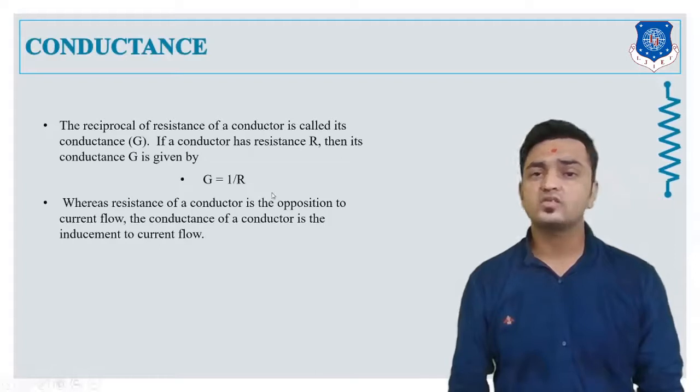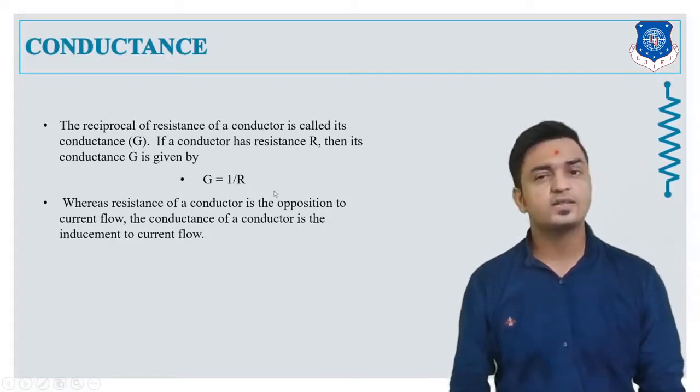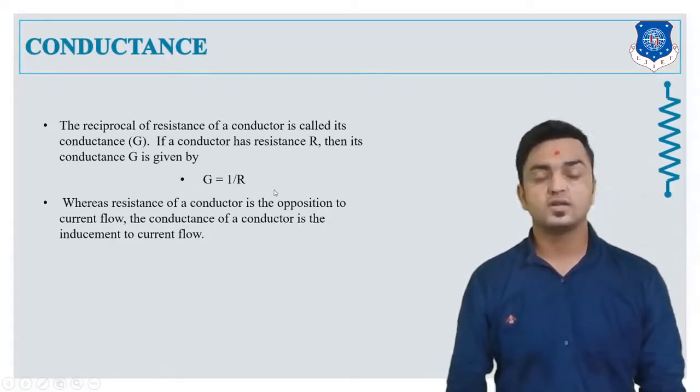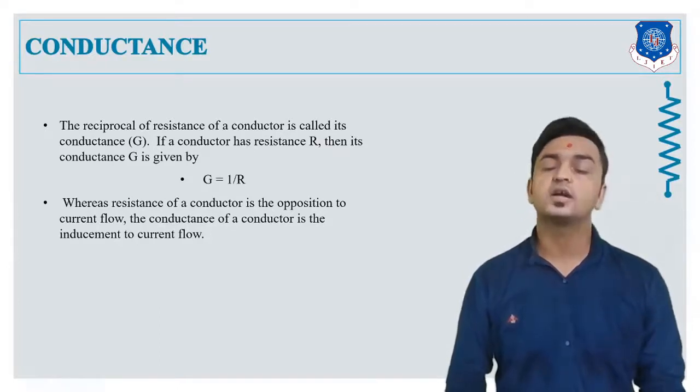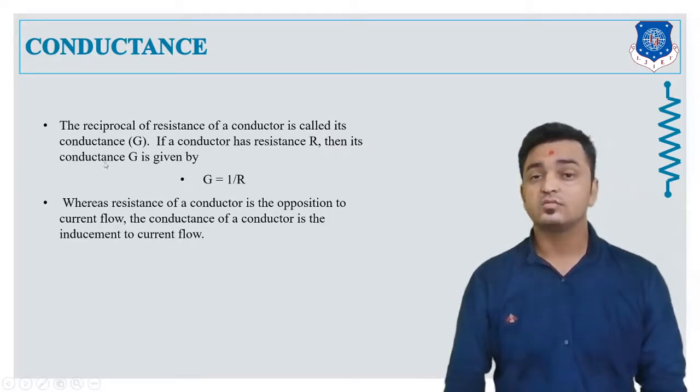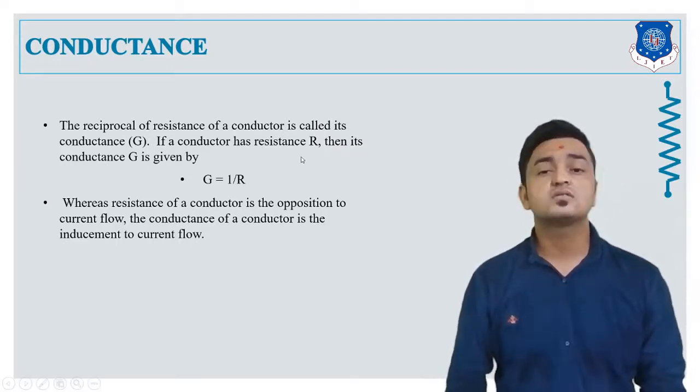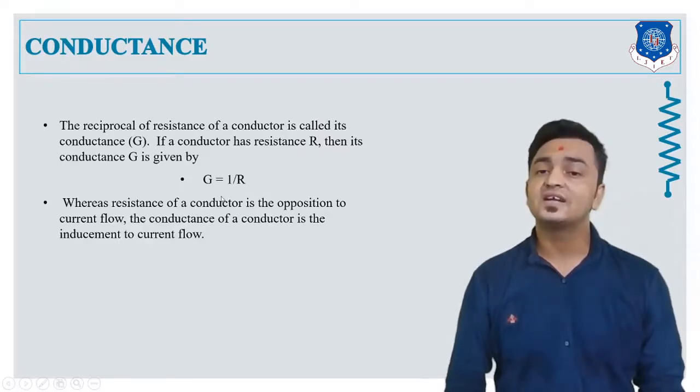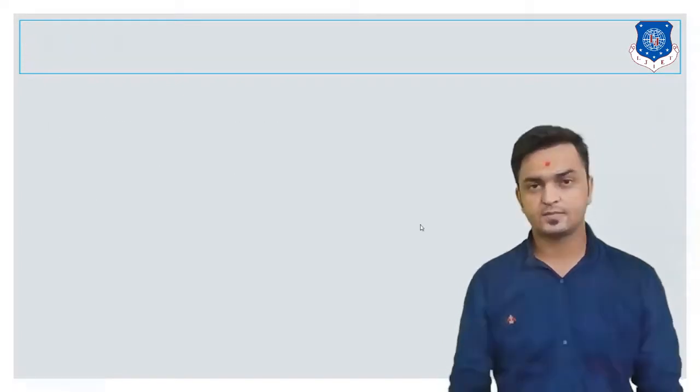Now next we are going to discuss conductance. What is that? It is the reciprocal of resistance and is called conductance, that means 1 upon R. So if a conductor has a resistance of R, we can define its conductance G, and that can be defined by 1 upon R.